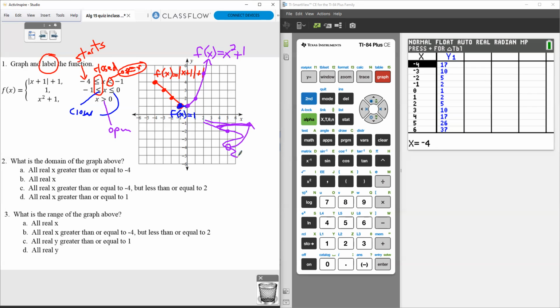What is the domain of the graph above? Remember, domain means x, range means y. They go in alphabetical order. X comes before y, just like domain comes before range. What are the x values of the graph?